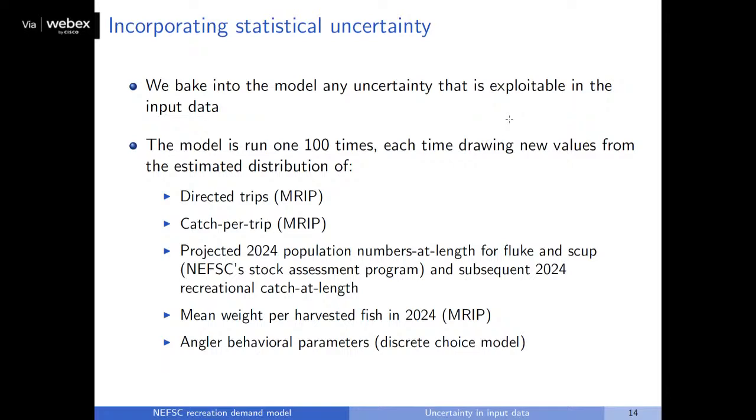Essentially, any source of input data that is characterized by a point estimate with some variance or uncertainty around that point estimate, we are incorporating that into the model through our 100 iterations of the model and resampling from those distributions.